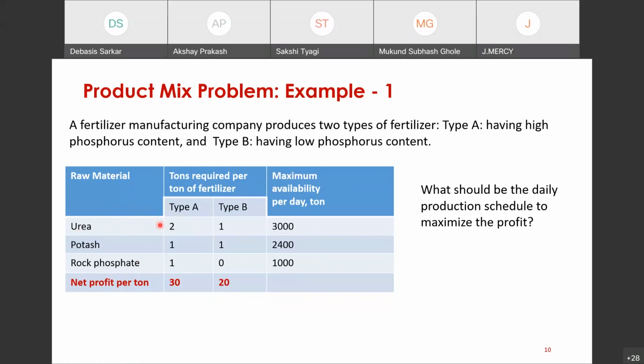To produce type A, tons required per ton of fertilizer. So to produce 1 ton of type A fertilizer, you require urea 2 tons, potash 1 ton, and rock phosphate 1 ton. Similarly, to produce 1 ton of fertilizer B, you require 1 ton of urea, 1 ton of potash, and you do not require rock phosphate.